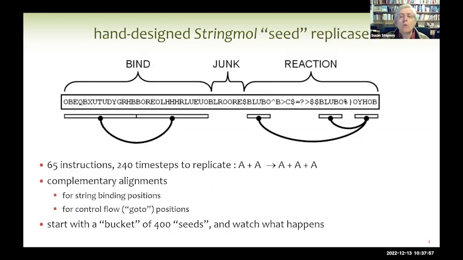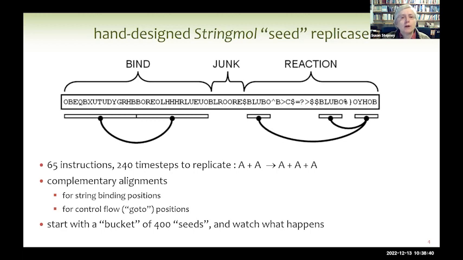So here's how we start the system. We've hand designed what we call a replicase. This particular string, you don't need to understand what's going on, but when it binds to a copy of itself and executes, it produces a 3rd copy of the string. And it does this within 65 instructions in the string. It takes 240 time steps to execute. And so you start off with 2 of these strings bound to one another, and at the end of execution, you've got 3 strings. One of the strings has copied the other to produce a 3rd copy. And this is hand designed to do this, and we call it a replicase.